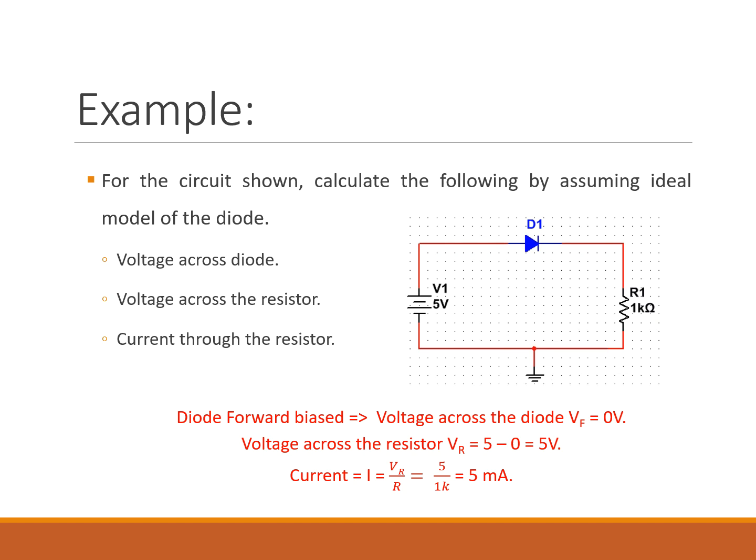So in summary, to recap: voltage across the diode is 0 volts. Voltage across the resistor is 5 volts. And current through the circuit is 5 milliamps. And this is the power of the ideal model: quick checks, clear answers, and easy math.